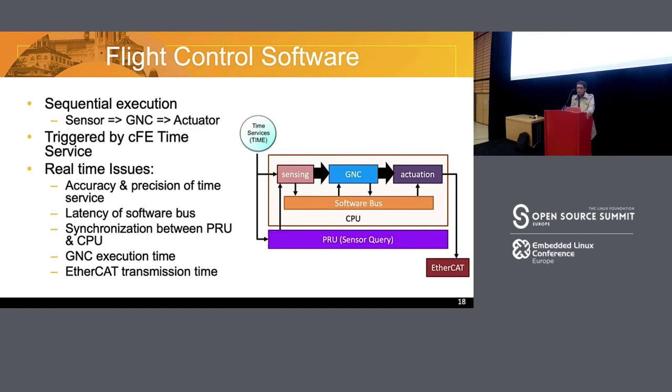So finally, we can put all the components together, and we can summarize the real-time issues. First, we need to make sure the time service should be accurate and precise, because it needs to trigger the flight control. And the second, the communications latency of the software bus should be low. And the third, we need to ensure the synchronization between PRU and the CPU, so that we can get the sensor data with correct timing. And finally, we should consider the GNC executing time and the EtherCAT transmission time.